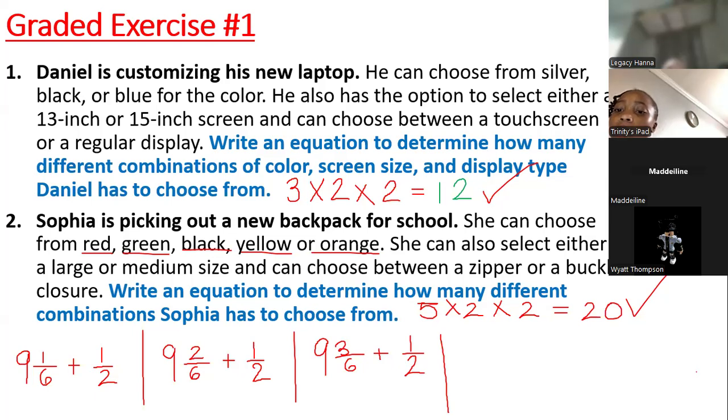Number 1. First, we're gonna have to multiply and then add. We're gonna multiply 9 times 6, then add 1. And that's 55 because 9 times 6 is 54 plus 1 is 55. You always keep your denominator. Good.